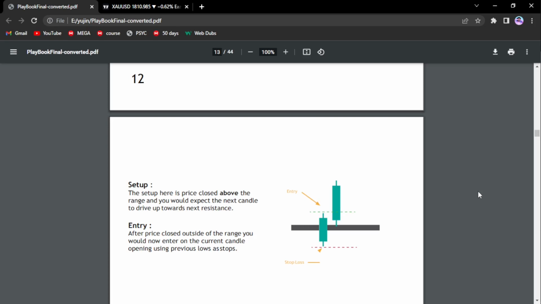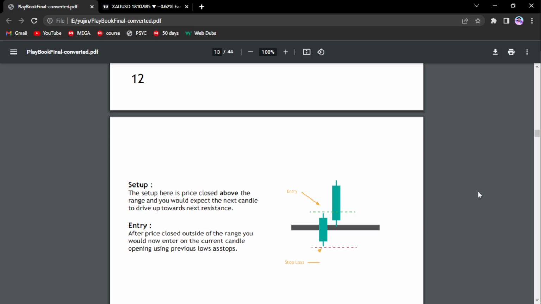So today we'll be discussing setups and entries of a powerful price action strategy that can help you make informed trading decisions. Price action is the study of price movements, and it's one of the most popular methods used by traders to analyze the markets.